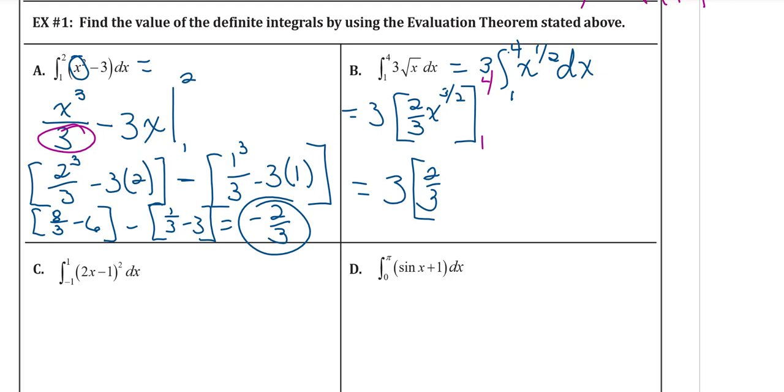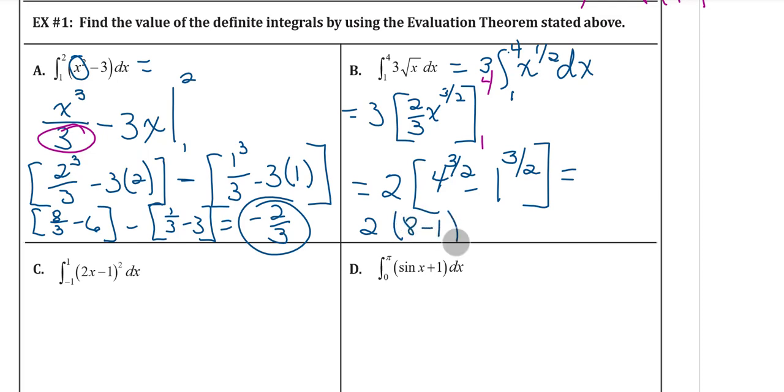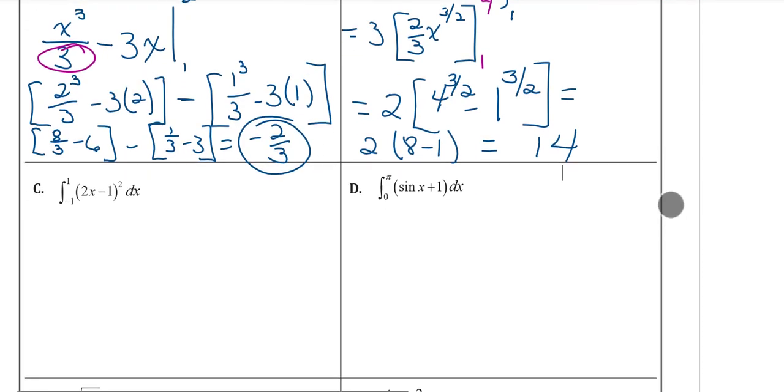2/3. I can even pull the 2/3 out. Let's go ahead and do that. So 2/3 of 3 is just going to be 2. And then I'm just going to have 4 to the 3/2 minus 1 to the 3/2. So that's going to give me 2 times 8 minus 1, so 2 times 7, so I get 14.